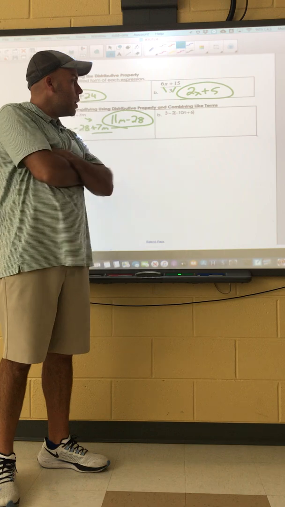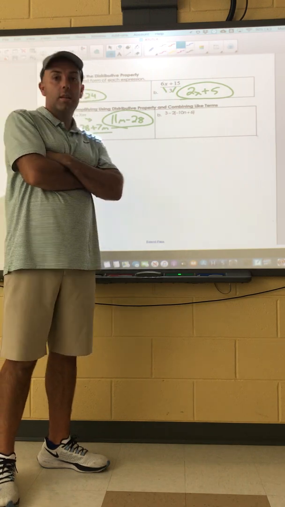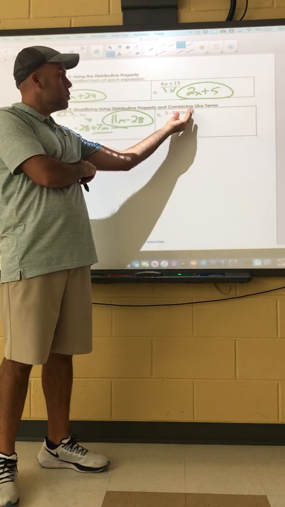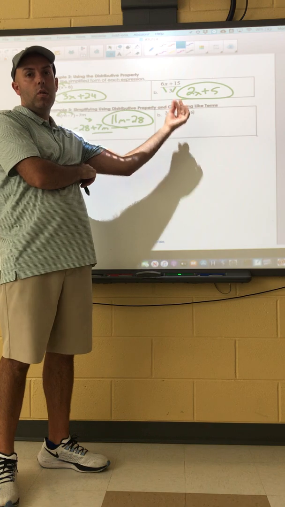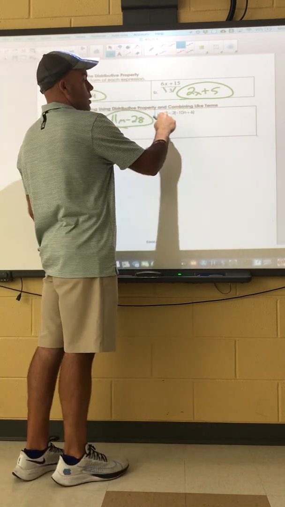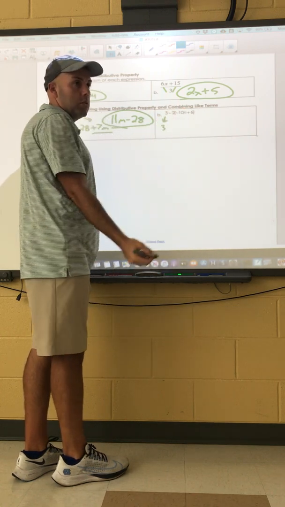So I see 3 minus 2, and then in parentheses, negative 10n plus 6. We need to follow order of operations, so we can't combine like terms on the inside because they don't have the same variable. The next thing we need to do is multiply that negative 2n. Don't subtract these, that doesn't follow order of operations. So the 3 is just basically getting moved down.